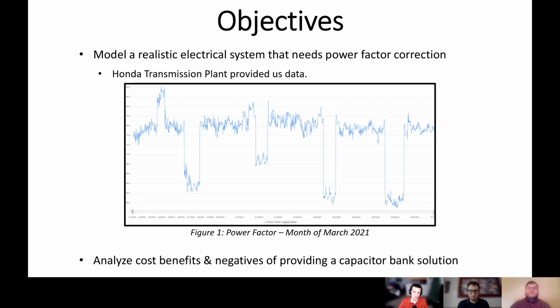Our second objective is to analyze the cost benefits and the negatives of providing a capacitor bank solution and see whether it is worth implementing into a system.